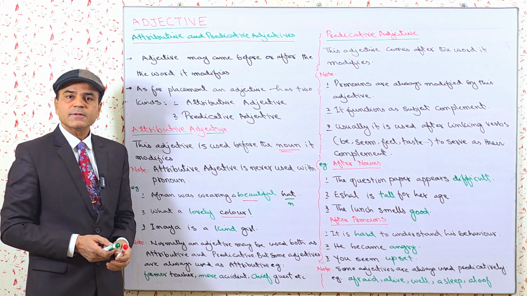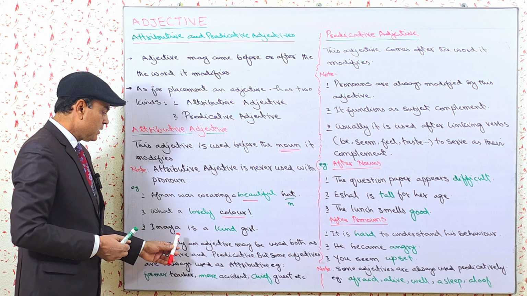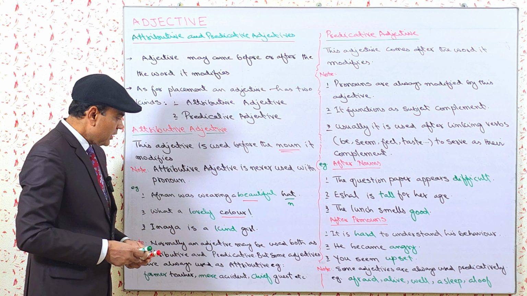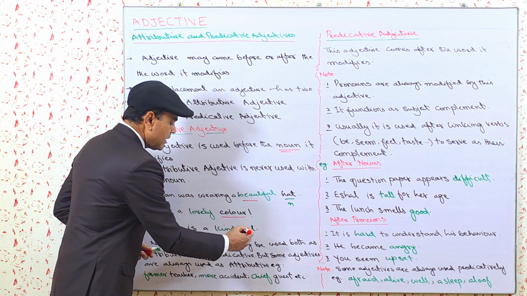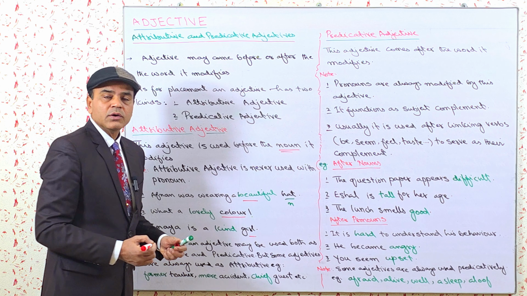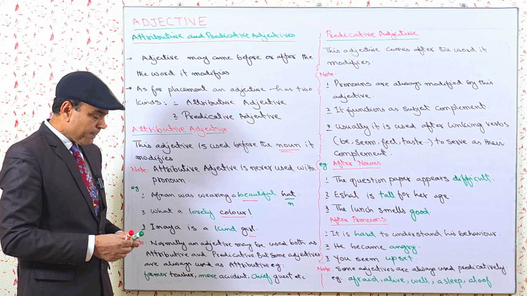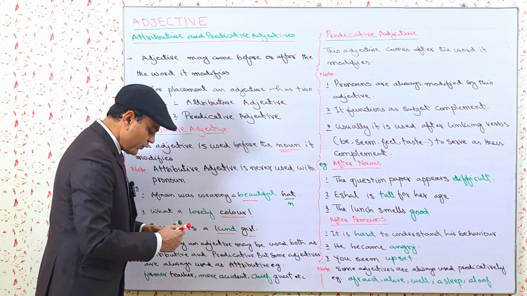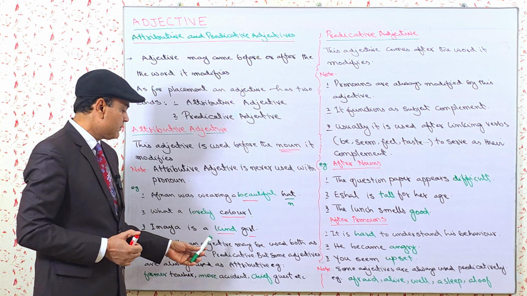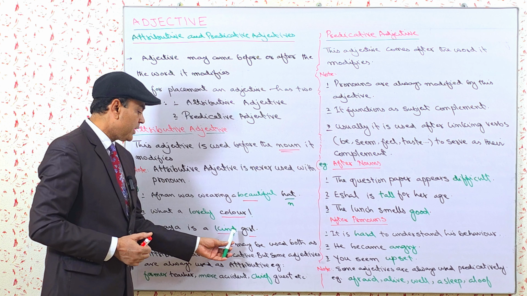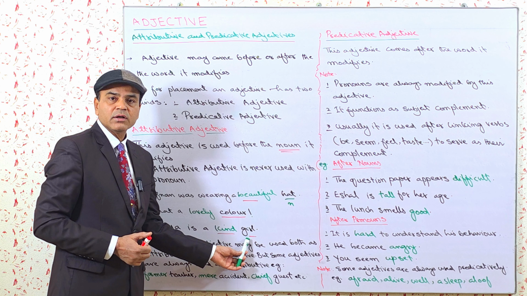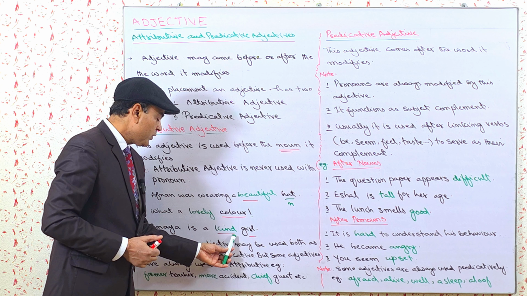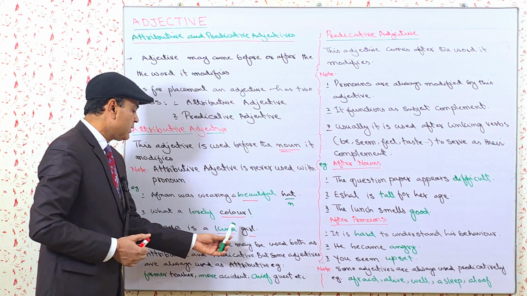Sentence number 3 is, Inaya is a kind girl. In this sentence, the noun is girl, which is modified by the word kind. The word kind here is an adjective and it gives us extra information about the noun, that is girl. So that's why we call it an attributive adjective, because it comes before the noun.